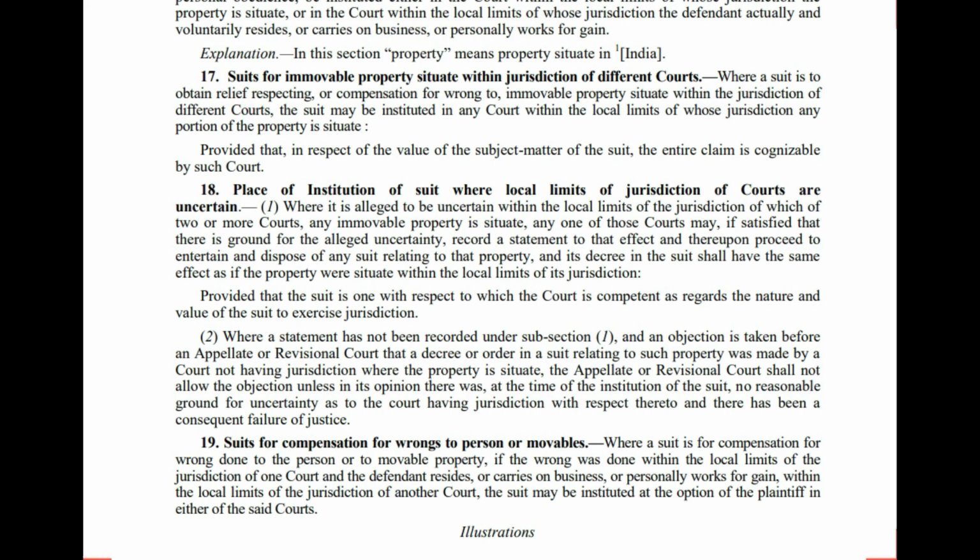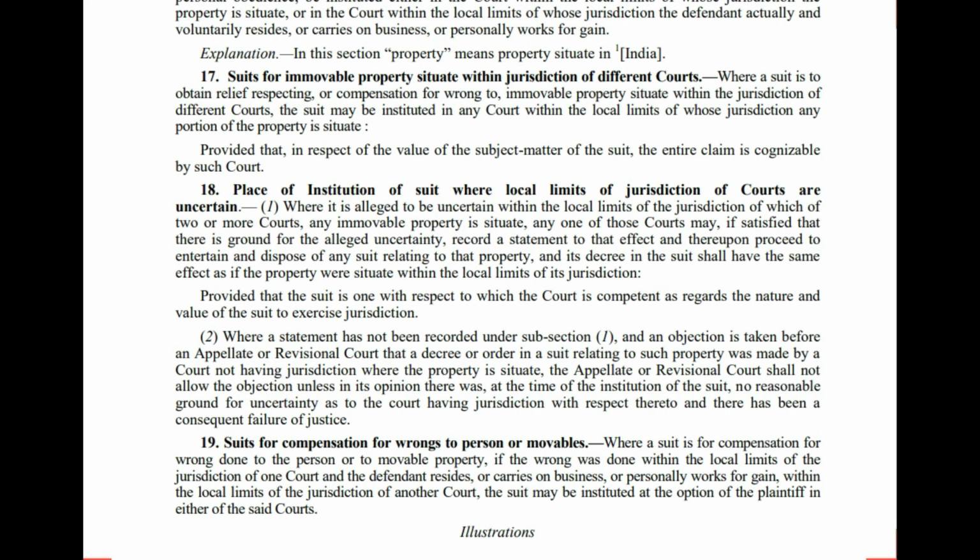Imagine there is a court A. Within that court A's jurisdiction, this wrong is committed. In addition to this, there is one more condition which we need to add. The defendant resides or carries on business. The defendant is residing in a place and is carrying on a business in a particular place, or he personally works for gain in that place within the local limits of jurisdiction of another court, say court B. Then the suit may be instituted at the option of the plaintiff. So the plaintiff can either file the case in court A or court B.